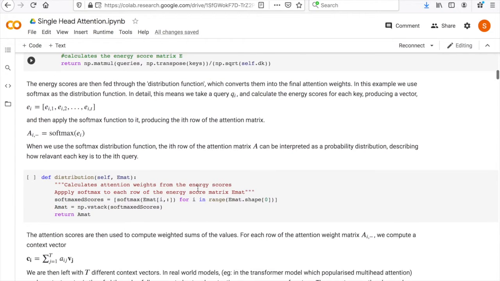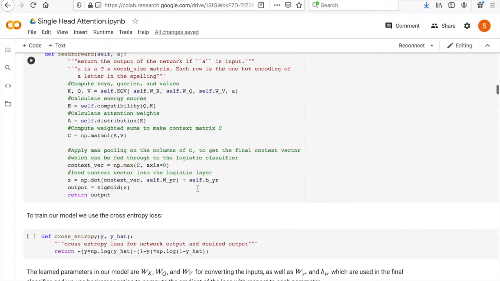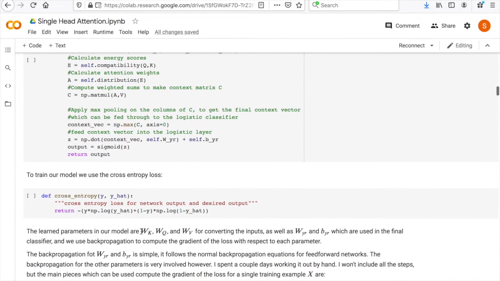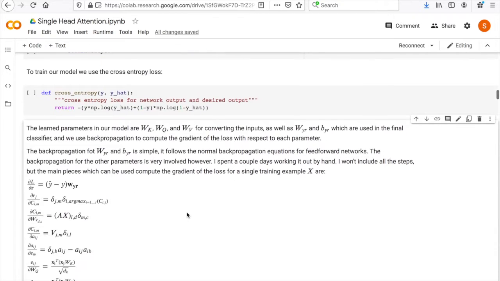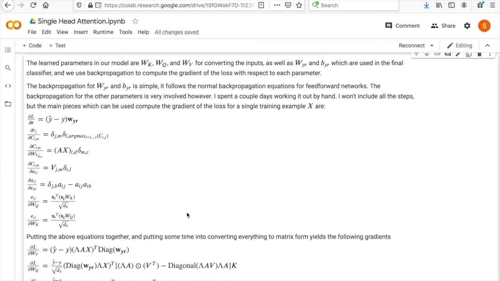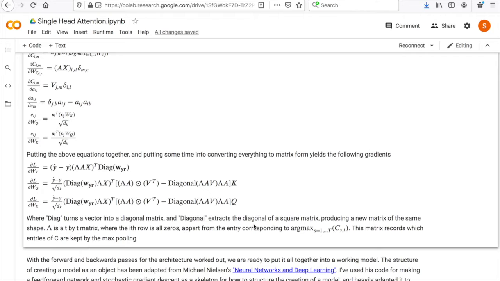Then the next step, since we want to be able to train the model on some real data, is we need to work out how to backpropagate the loss, where we use the cross entropy loss here. And so we want to find the gradient of that with respect to these learned parameters. And so after some work, we end up with these nice matrix-based equations. And being in matrix forms means that we can make use of NumPy during the backpropagation, and it shouldn't take too long.